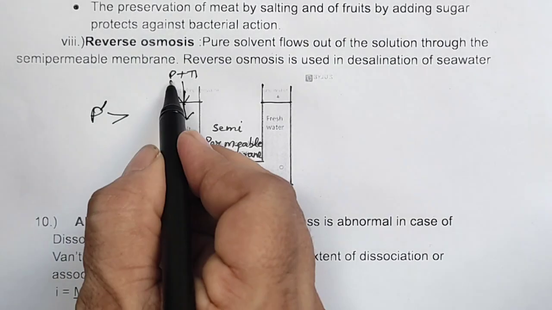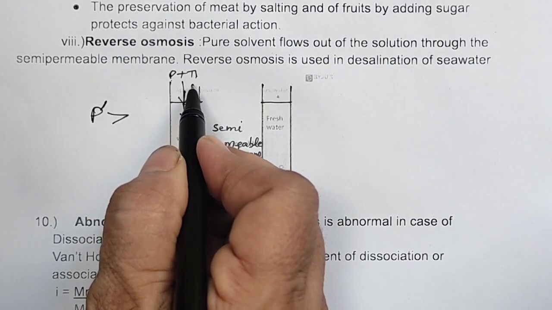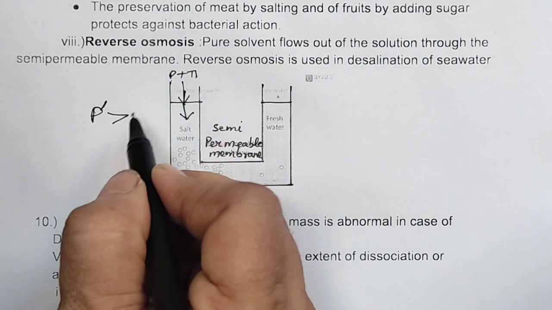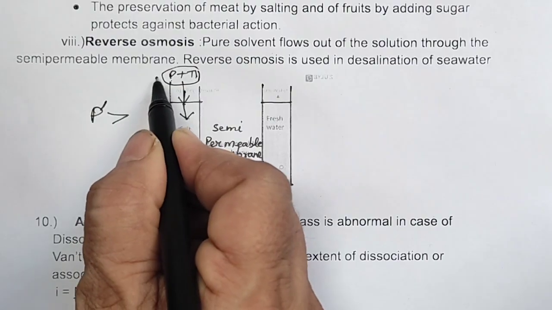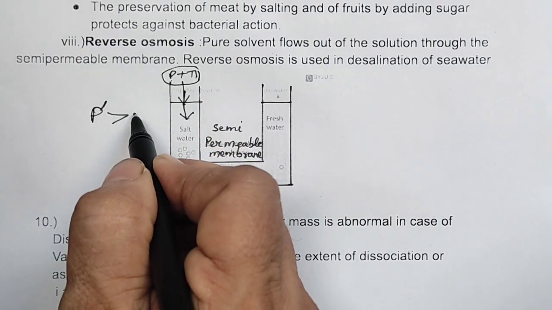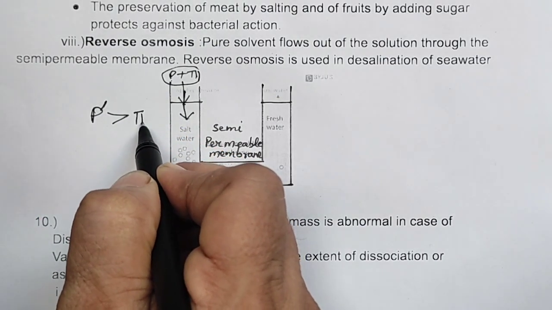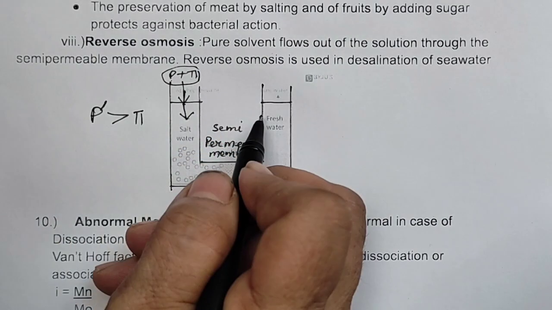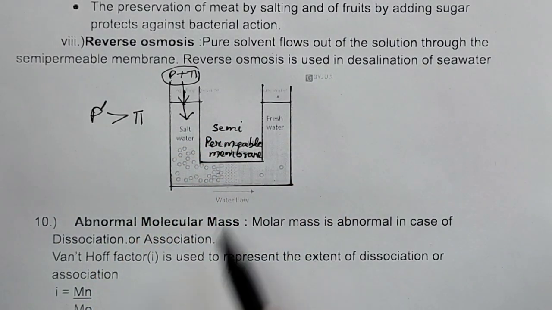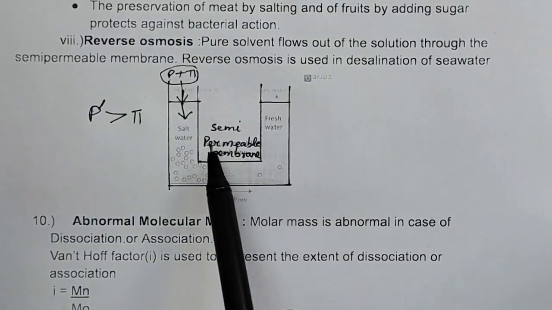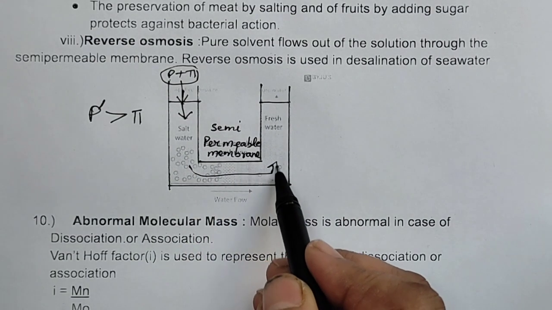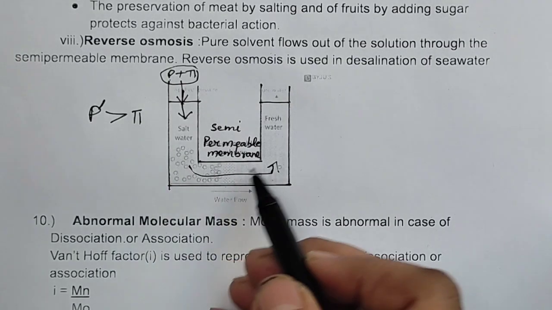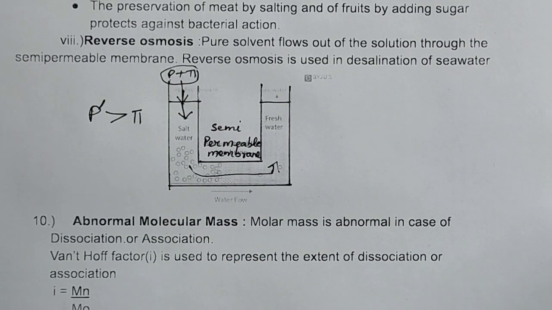P is atmospheric pressure, pi is osmotic pressure. If P dash is applied, which is the sum, greater than that, so P dash is applied which is greater than the osmotic pressure. Osmotic pressure was just to stop the process of osmosis. If greater than that is applied, reverse osmosis will occur. Means from the sea water side, the water will start flowing to the other side. That means from high solute concentration to low solute concentration, the osmosis will occur. That is reverse osmosis.